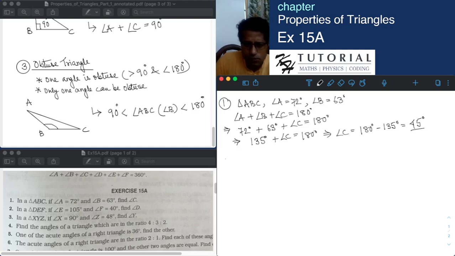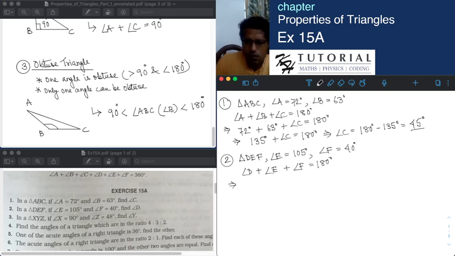Okay, let's do problem number 2. It is given that in a triangle DEF, angle E is equal to 105 degrees and angle F is given to be 40 degrees. Then what will be angle D? Okay, we know that in the triangle DEF, the angles are D, E, F, and the sum is equal to 180 degrees.